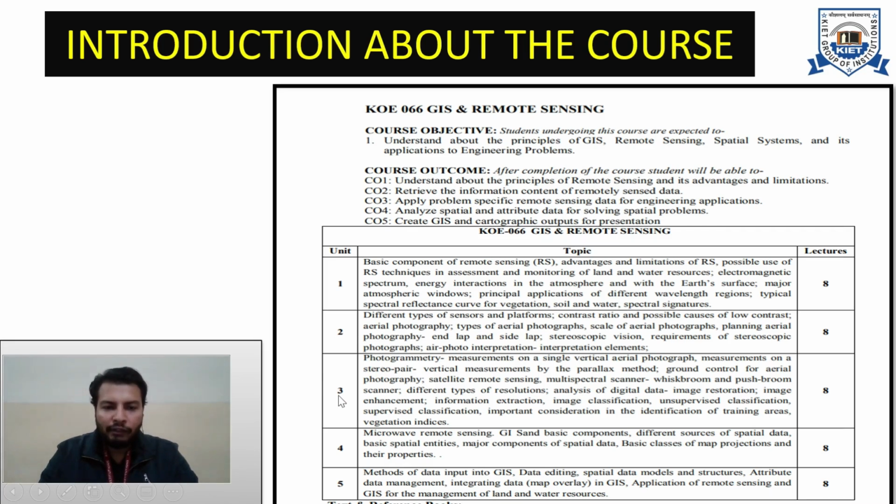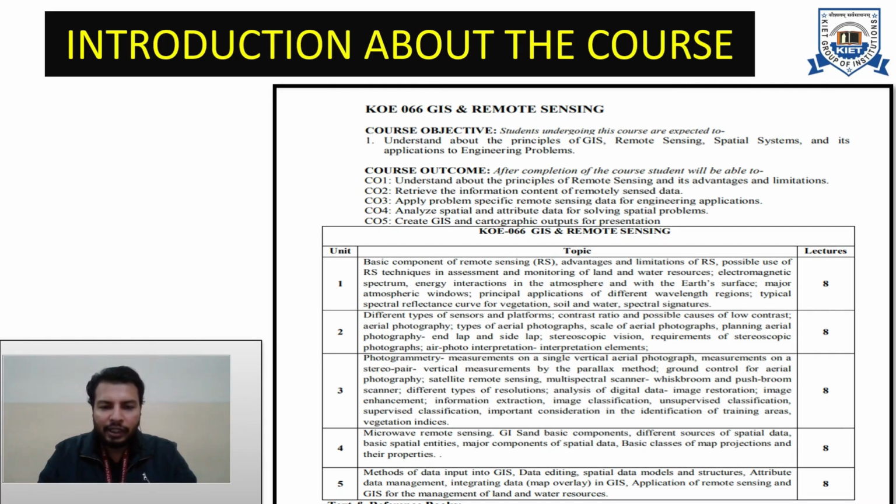In unit 2, we were more concerned about taking photographs, but in unit 3, we are more concerned about noting observations or obtaining some interpretation or results from those aerial photographs. Here in unit 3, we will mostly discuss the concepts of photogrammetry: how to take observations from a photograph, how to measure a stereo pair, what different vertical measurements can be taken with the help of the parallax method, and how to establish ground control points.